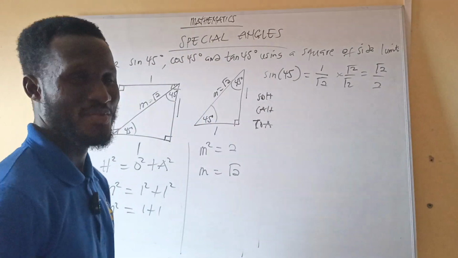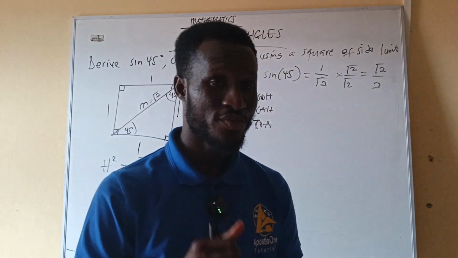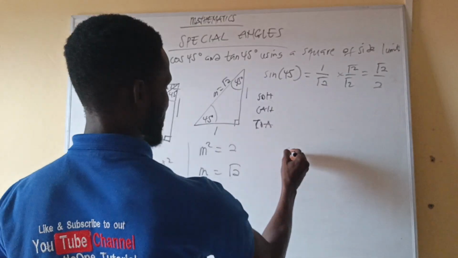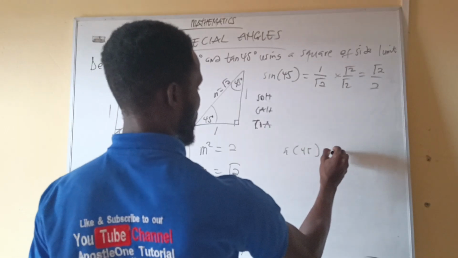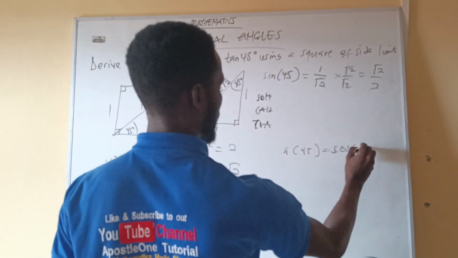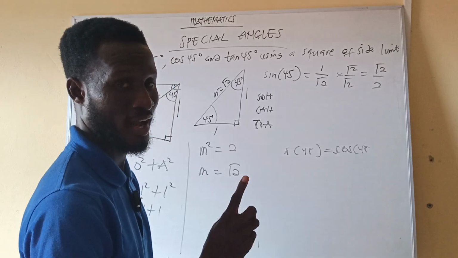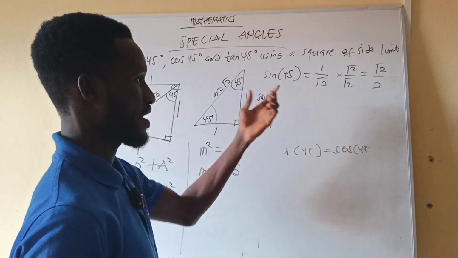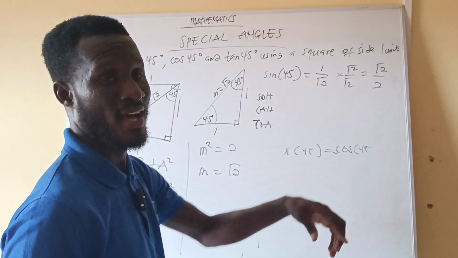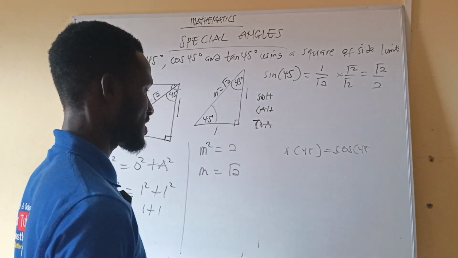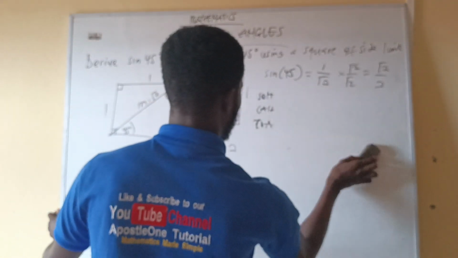Now, let me tell you something. In the previous video, I talked about complementary angles, right? So it means that sine 45 is supposed to be the same as cos 45, because when you subtract 45 from 90 degrees, you're going to get what? 45, right? So with this one, we have to get the same answer as sine 45. Yeah, so cos 45 should be the same as sine 45. Now let's look at cos 45.